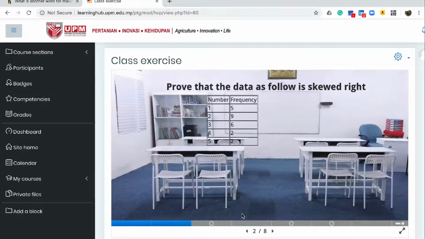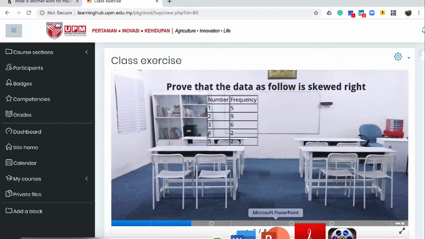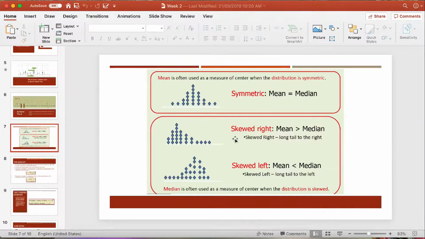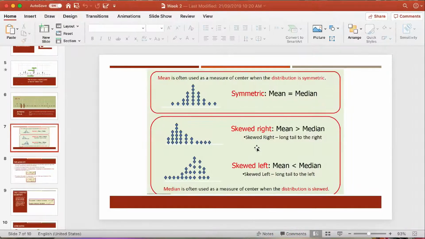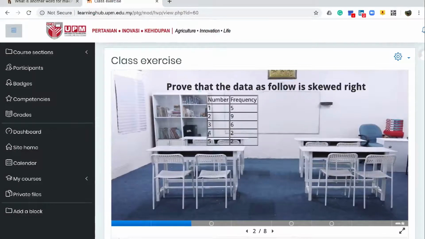Okay, next, just now we mentioned about the skewed right. So prove the data is skewed right. So you mean to say that you have to prove that the data should be skewed right? So according to these definitions, I hope that you can understand that. Of course it's going to involve the mean and median. Play around with that.